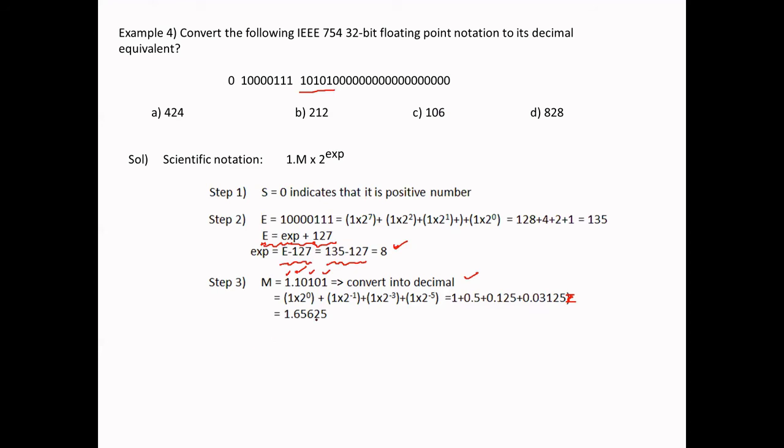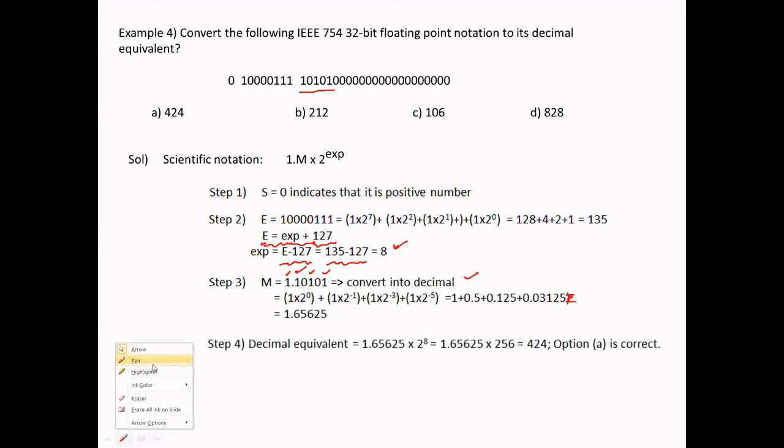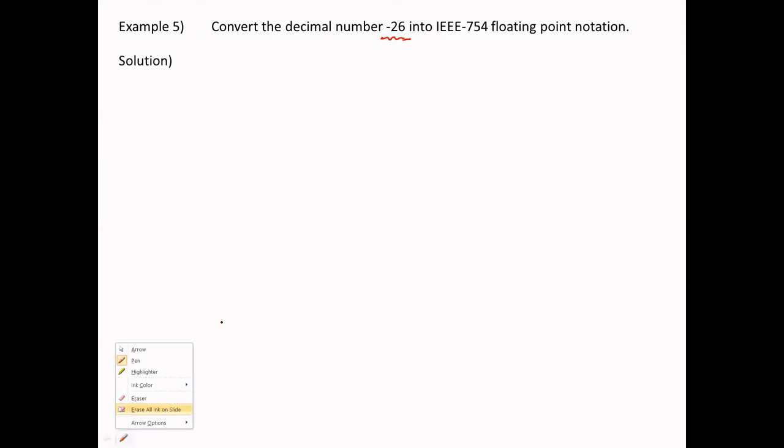So once you have the mantissa, exponent and sign, then you can write in the scientific notation. So the decimal equivalent equals 1.65625 into 2 power 8. So 2 power 8 is 256. If you multiply this, it is 424. This is how we can convert the given binary IEEE format into the decimal equivalent.